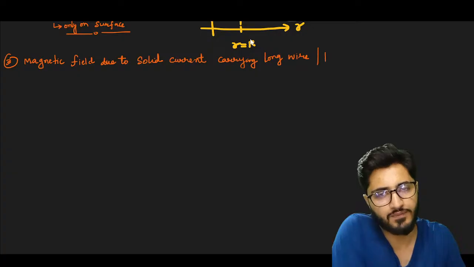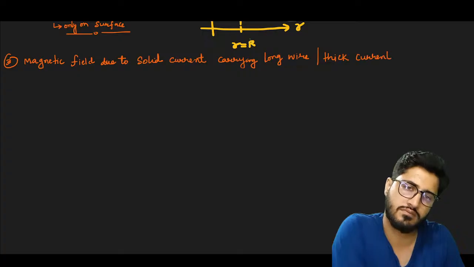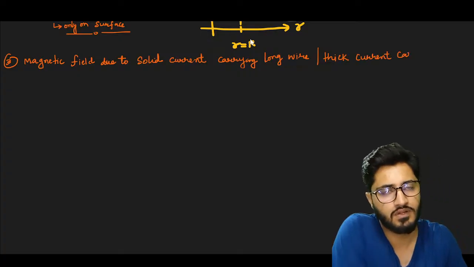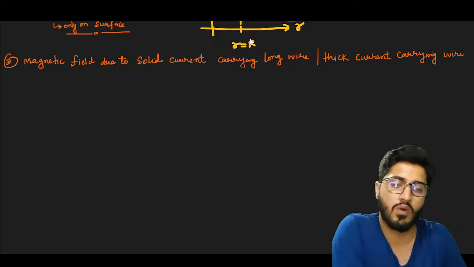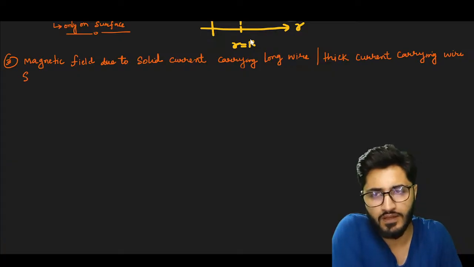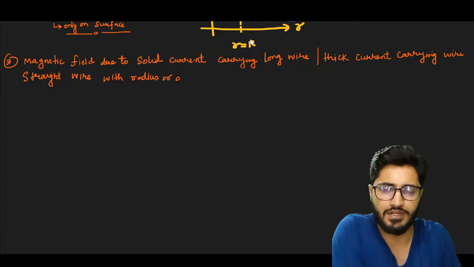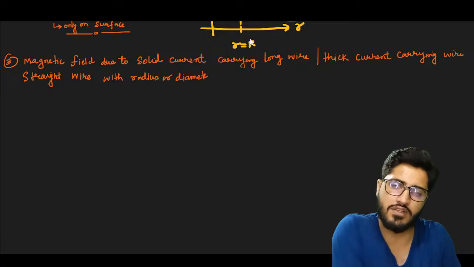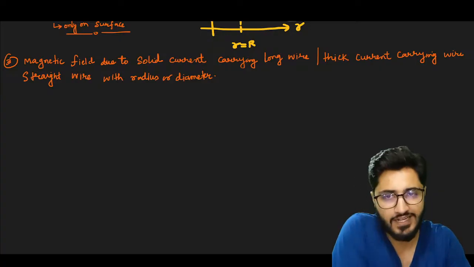One more name is thick current carrying wire. One more name is straight wire with a radius or diameter given. These are some languages which you will find in numericals.